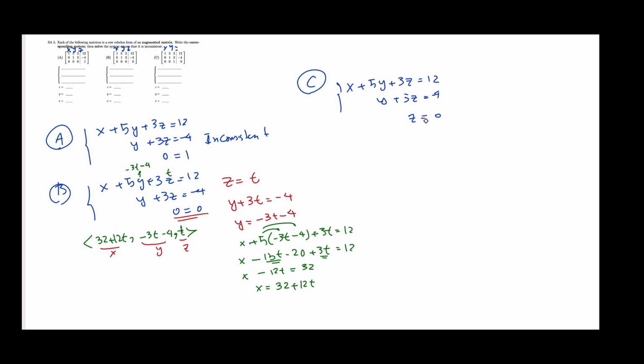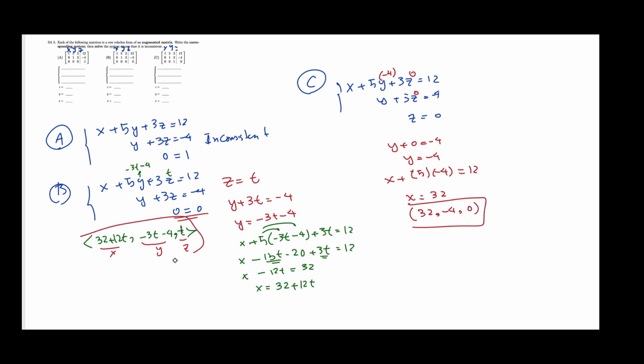And now z equal to 0, I can plug in 0 in here, and I solve y plus 0 equal to -4, so y is equal to -4. Now to solve for x, plug in 0 for z and -4 for y, and you get x plus 5 times -4 is equal to 12. So x is equal to 20 plus 12, which is 32. And so the answer is 32, -4, and 0. And that's the solution.